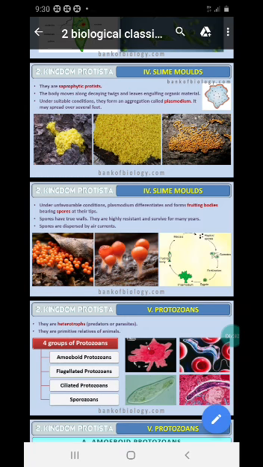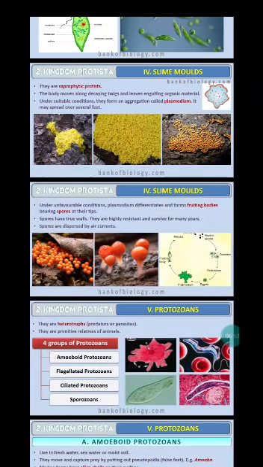Next is the slime molds. Now, the first three categories, that is euglenoids, dinoflagellates, and diatoms, are photosynthetic, right? But the next two categories are heterotrophic. They are either saprophytes or parasites. Now the slime molds are not found in water bodies, but they are always found in shallow water places.